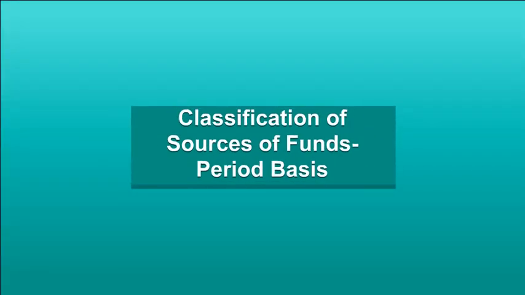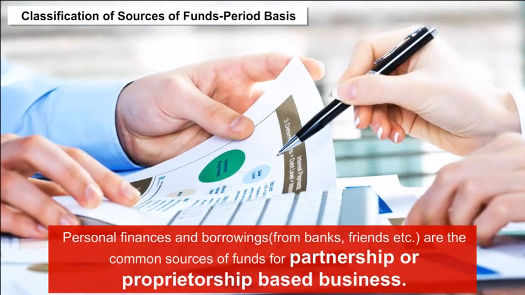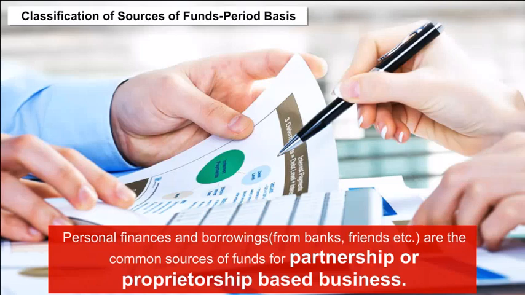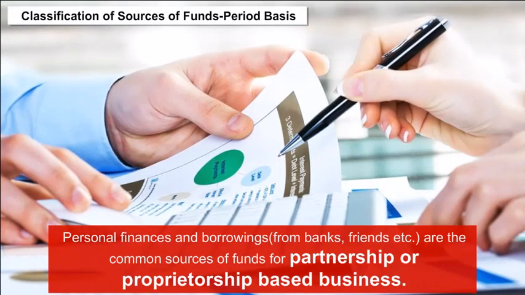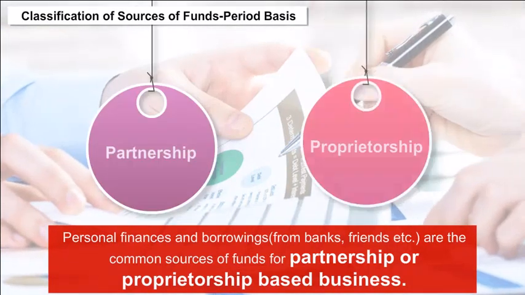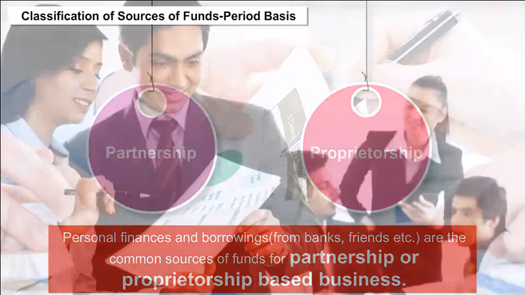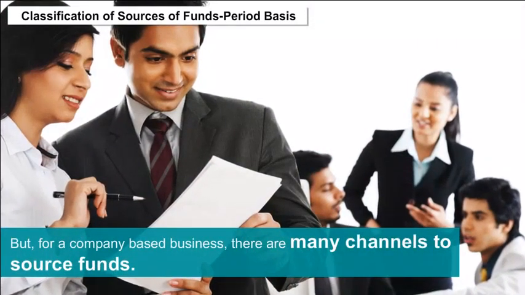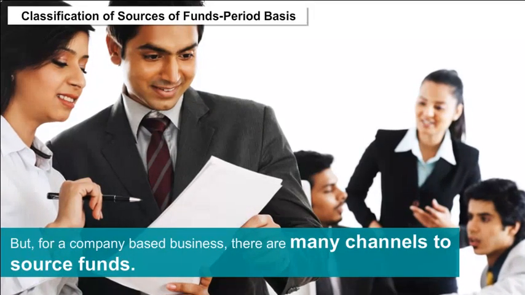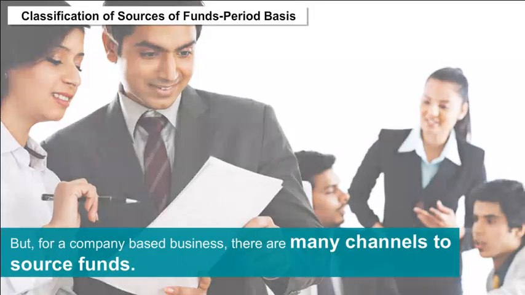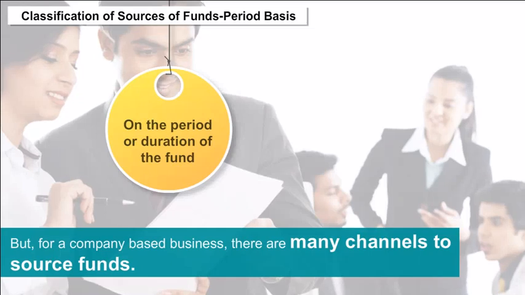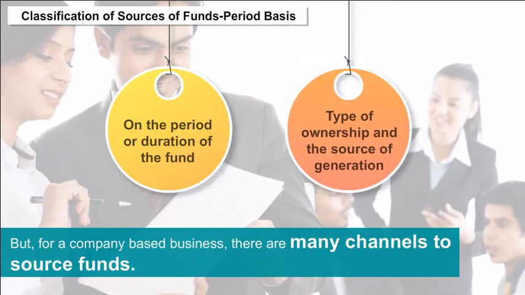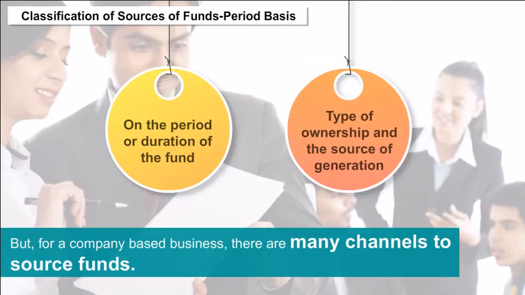Classification of sources of funds, period basis. Personal finances and borrowings are the common sources of funds for partnership or proprietorship-based business. But for a company-based business, there are many channels to source funds. They can be classified based on the period or duration of the fund, type of ownership, and the source of generation.